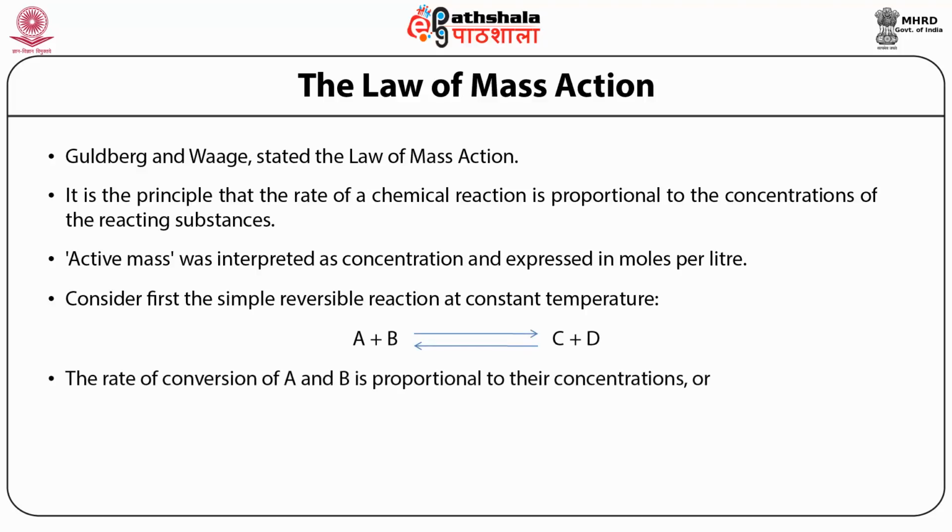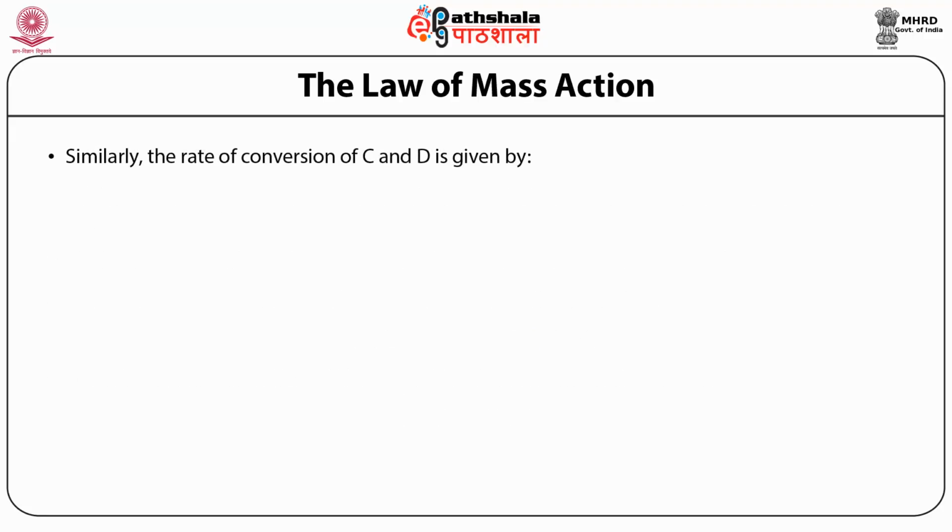The rate of conversion of A and B is proportional to their concentrations, or if we take R1, it is equal to K1 into [A] into [B], where K1 is the rate constant or rate coefficient. Similarly, the rate of conversion of C and D is given by R2 is equal to K2 into [C] into [D].